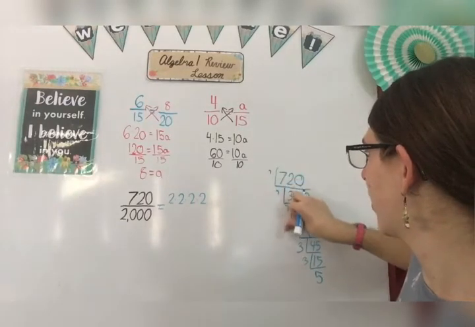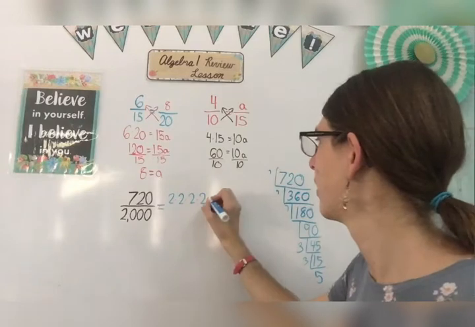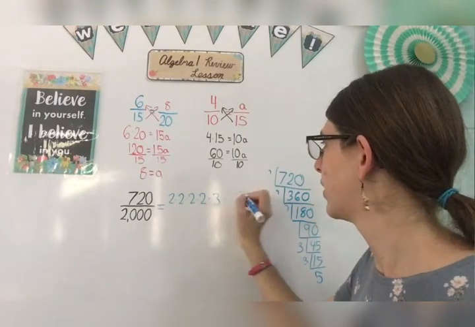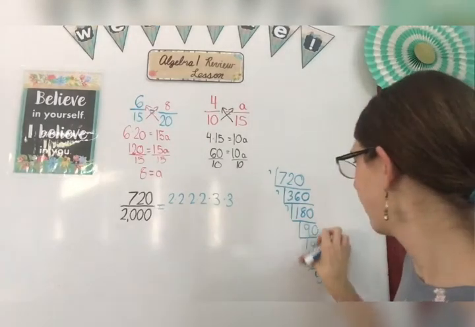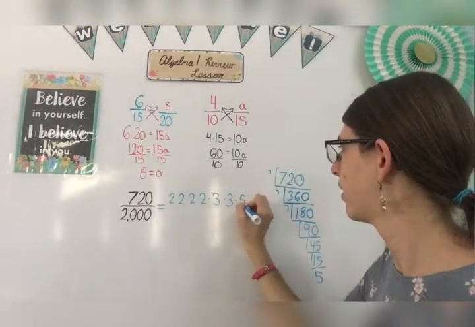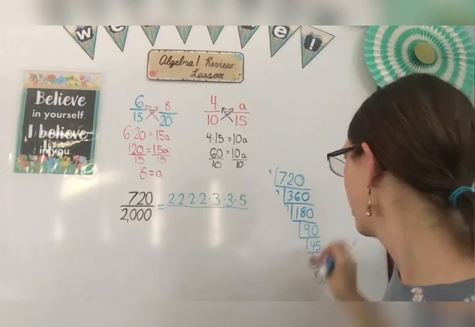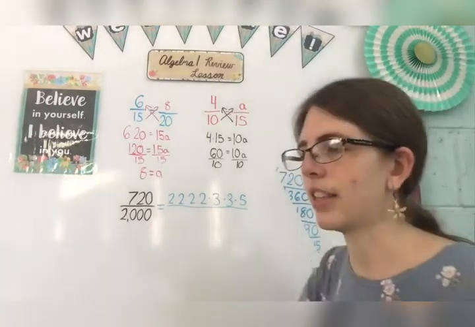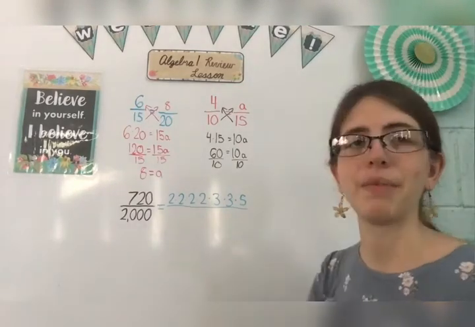I'm going to erase them now that I'm done with them. What I have next, 2 3's. Times 3 times 3. And lastly, I have 5. All right. So I can go ahead and erase this off my board. And I'm going to do the same thing with 2000.